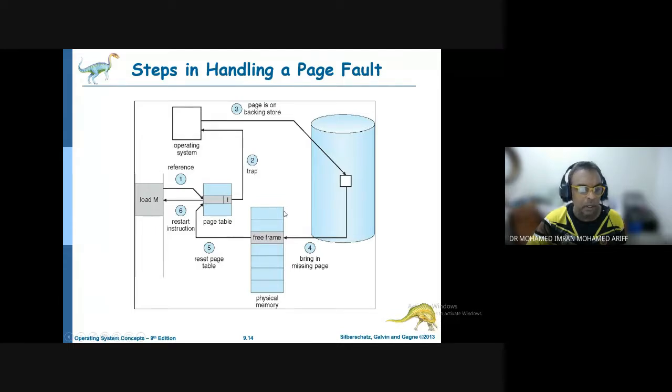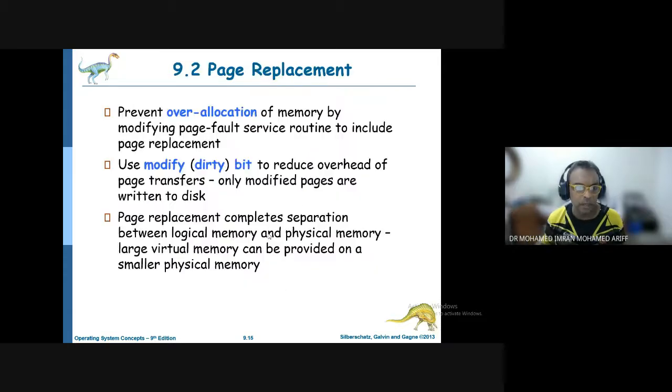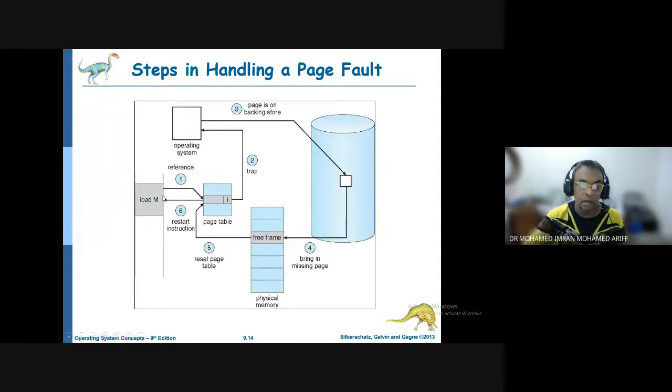Walaupun the file is not being utilized, you dah letak siap-siap dah. Or maybe the files are not being used anymore, but the operating system still keeps it. So that is what it means by over allocation. Or maybe you can use the modify bit to reduce overhead page transfer. Only modified pages are written into the disk. Meaning, if there is a file here and the file has an update, ada file baru, then you put in a new allocation. Kalau the file is the same, okay, contents dia sama, boleh dikeluarkan balik.